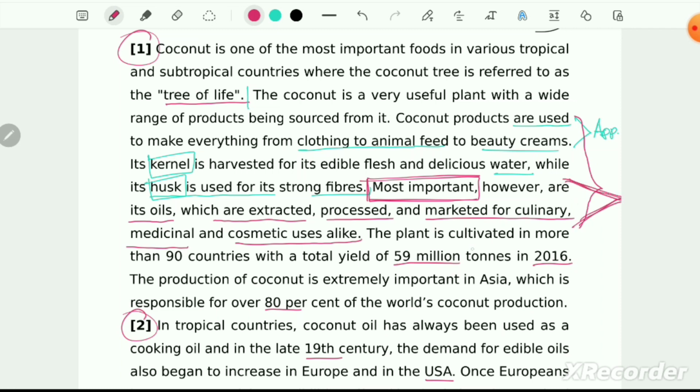The plant is cultivated in more than 90 countries with a total yield of 15 million tons in 2016. This is the basic information. The production of coconut is extremely important in Asia, which is responsible for over 80% of the world's coconut production. So Asia is producing more than 80% of coconut oil, especially the Indian subcontinent: India, Bangladesh, Myanmar, Thailand, then Vietnam, Indonesia, Malaysia. They're famous for coconut oil because they are tropical countries.